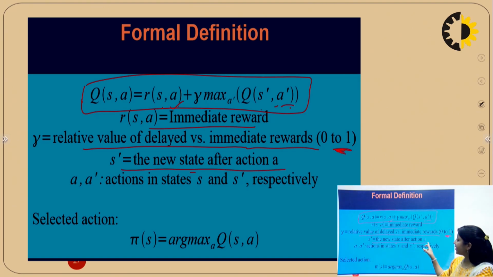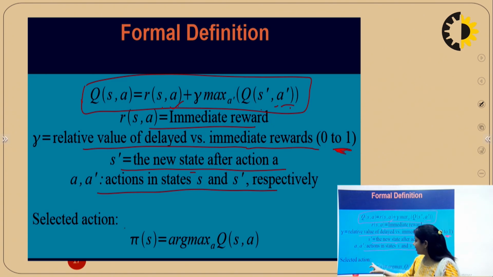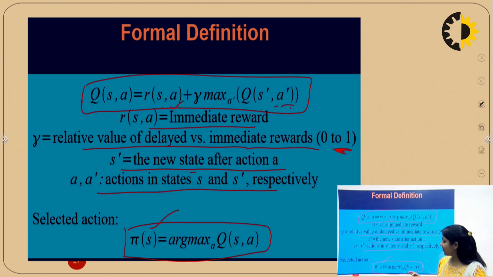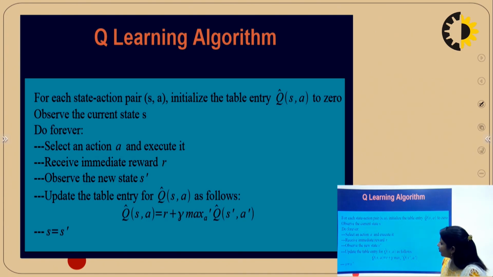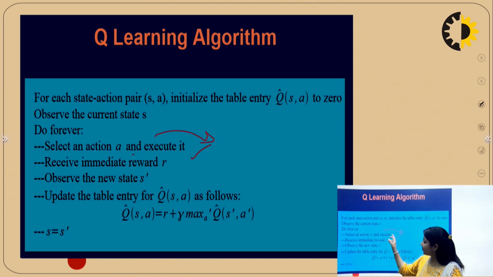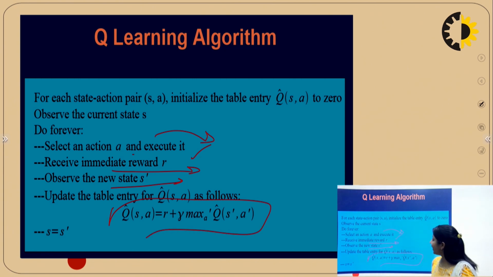Gamma is the relative value of delayed versus immediate reward. It can be 0 or 1. S' is the new state after action A, and A' is the new action we perform to move the state from S to S'. So this is the final pi(S). Pi(S) is the optimal policy. We find the argmax over A of Q(S,A). We maintain the table, and we have to find out the maximum quality learning value. So select an action A to move from state S to S', with immediate reward R, where S' is the next state, using the formula I already told.